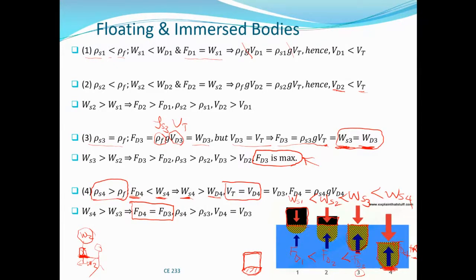That is when Vt is equal to Vd4, and here also in the third case, Vt is equal to Vd3. That is, the total volume of the ship is equal to the volume of the displaced fluid.